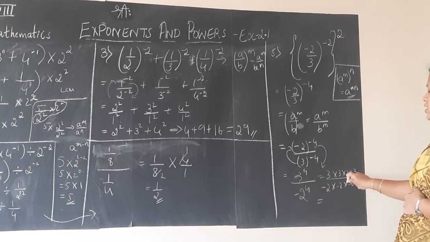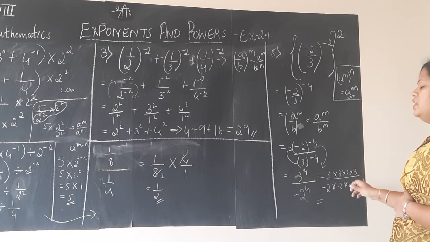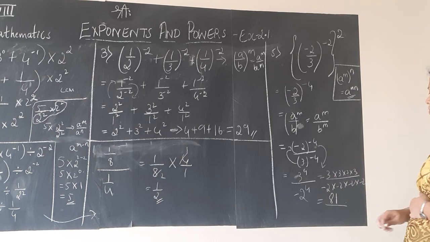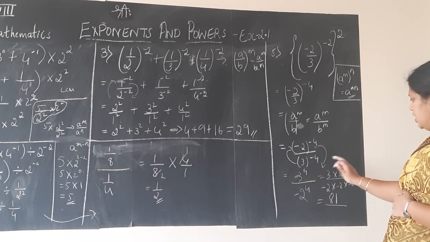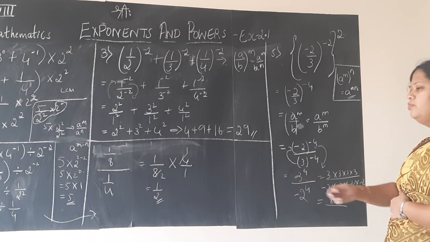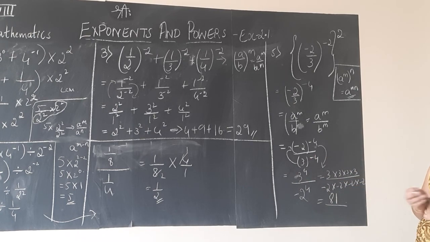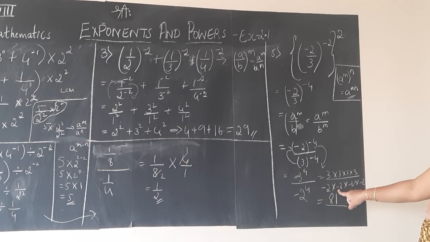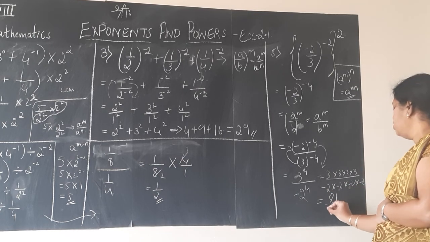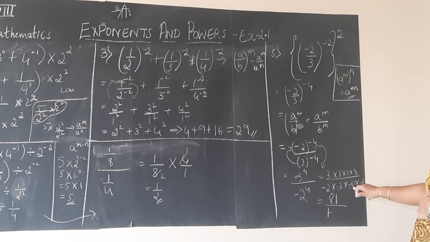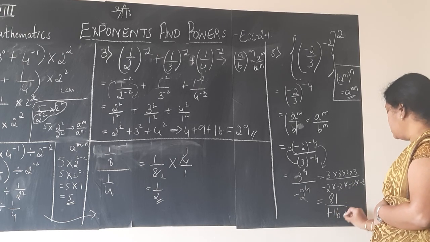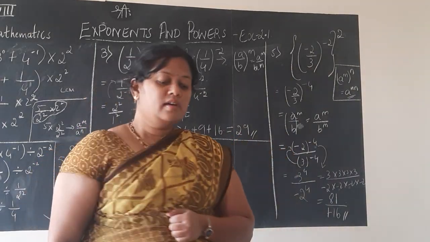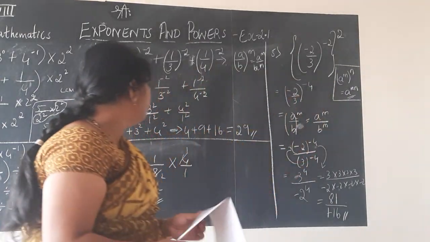3 threes are 9, 9 threes are 27. 27 into 3 is 81. 3 to the power 4 is 81. Directly also you can write it, you need not show this. Minus 2 four times, to the power 4, the sign minus 2 goes and becomes plus 2. Why? Minus into minus is plus, plus into minus is minus, again minus into minus is plus. 2 twos are 4, 4 twos are 8, 8 twos are 16. 81 divided by 16 is the answer. So like this you will have to simplify.